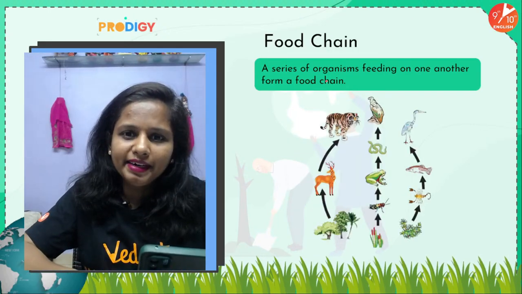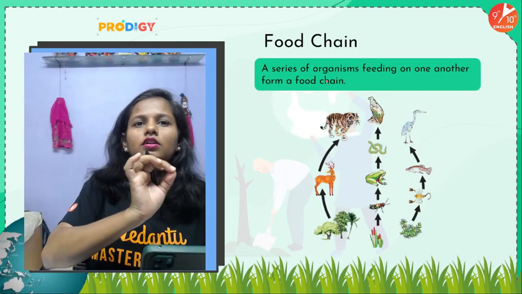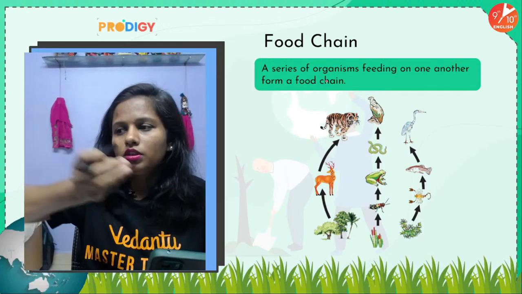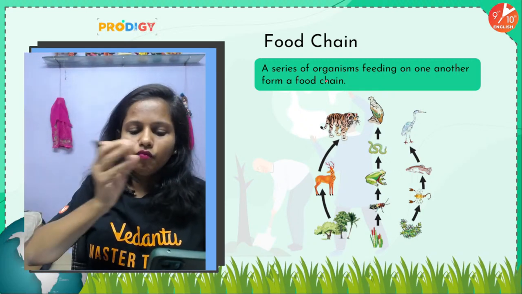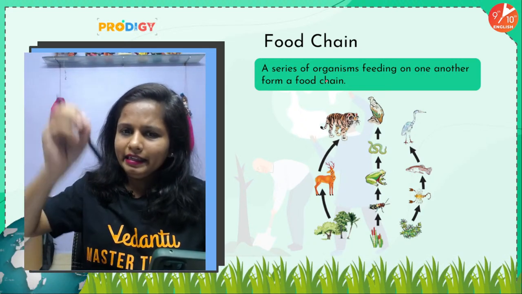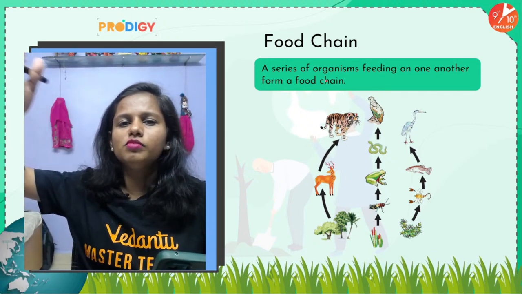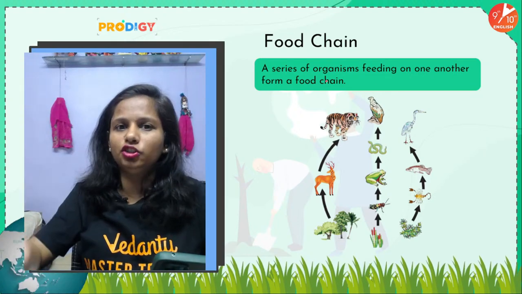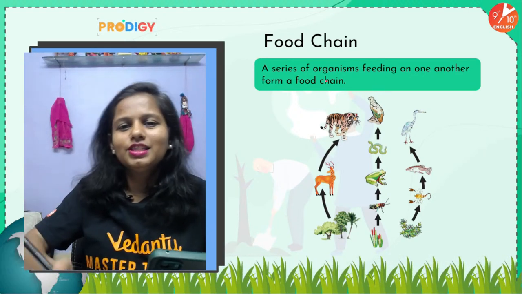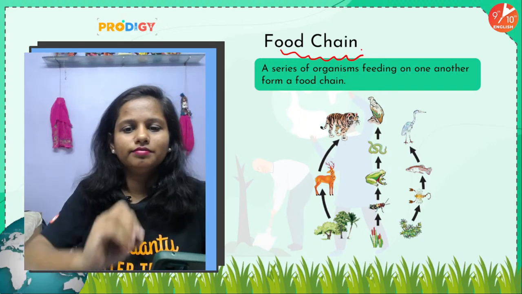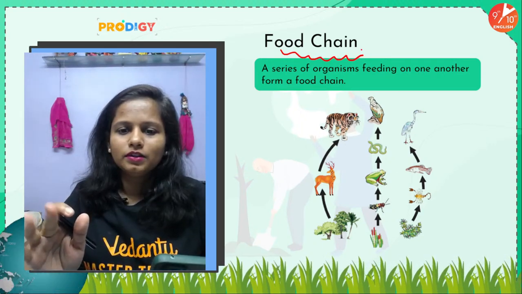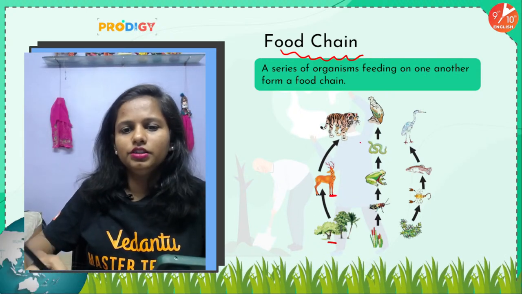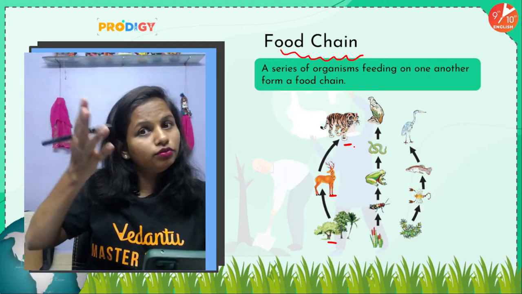Now, because of this prey-predator relationship, there is a sequence of organisms which forms due to the passage of food. One organism feeds on the other and in turn, that organism is consumed as food by some other organism. As a result, there is a formation of a linear chain, and this linear chain is what we call a food chain. So, if there are trees, on the trees the deer feeds and on the deer the tiger feeds. One food chain.